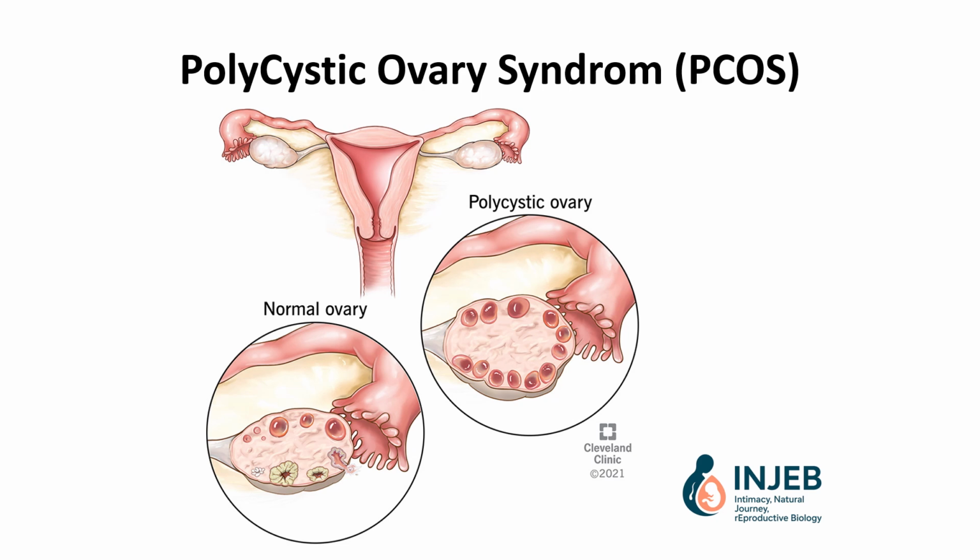The diagnosis is often made on ultrasound. It can also be made through the anamnesis. So, small follicle cysts that are fluid-filled sacs with immature eggs may be visible on the ultrasound due to the lack of ovulation.